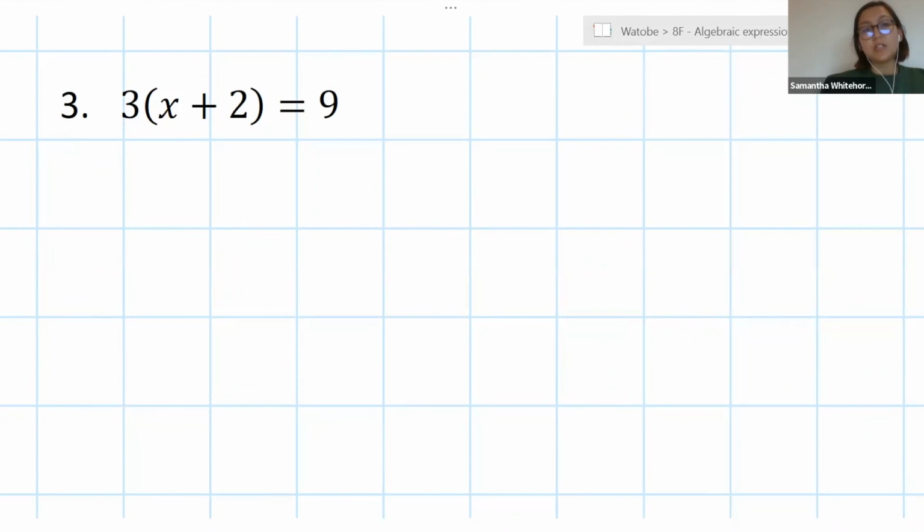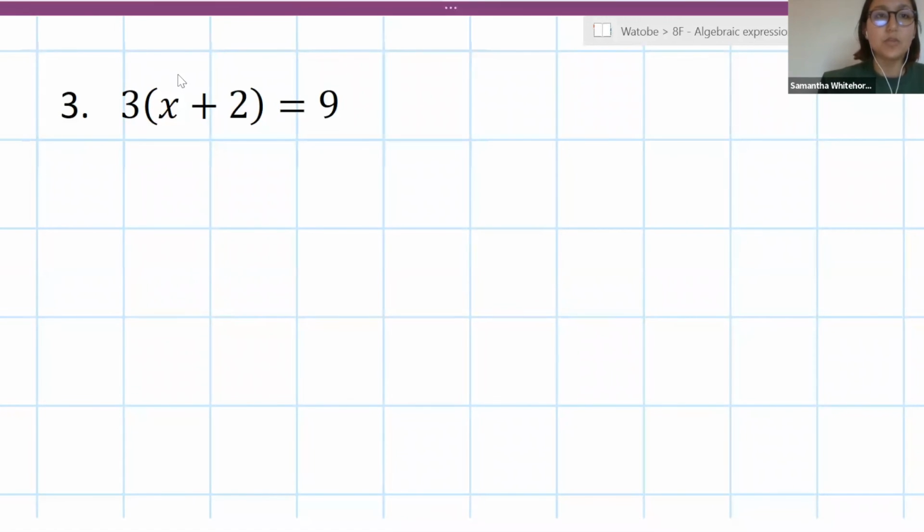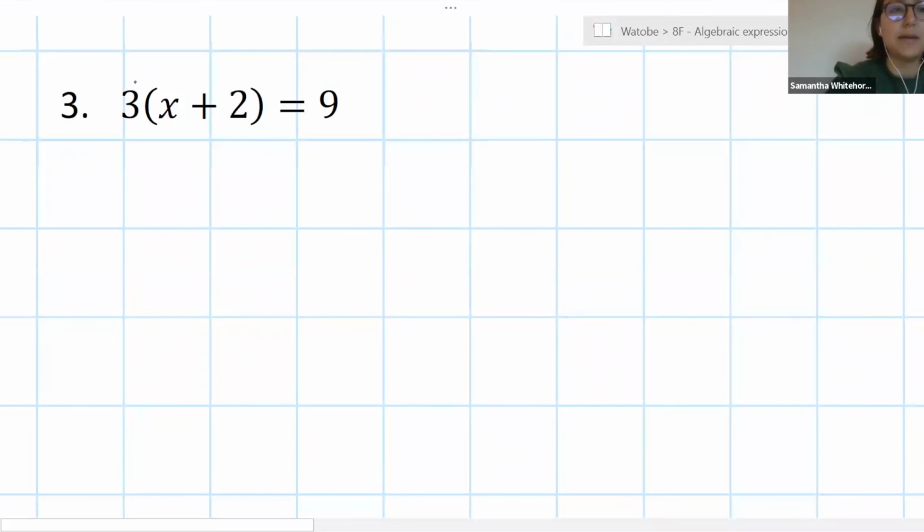But here we've got 3 times the bracket x plus 2 equals 9. Now, guys, remember, when we have got brackets, we need to try and deal with those first, because what this bracket is actually telling me is to multiply. So before I do anything, what I first want to do is distribute. So I want to multiply the 3 into the bracket.